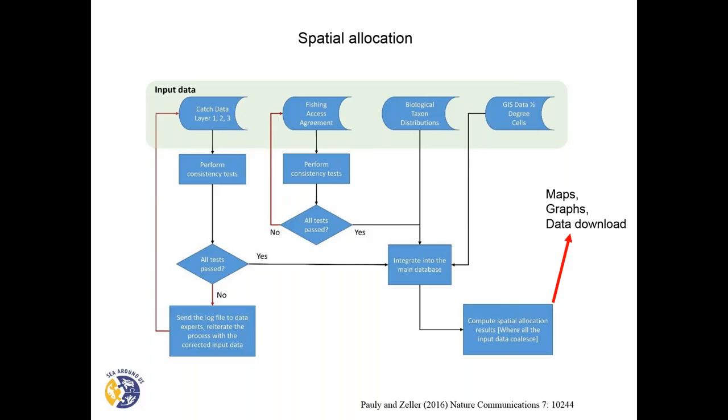You then combine these three data sets as layers overlaid, and you derive the intersection in GIS world, and you come up with the assigned catch to each of the 180,000 cells for each year, for each taxon, for each fishing country, etc. And that is basically the core data set, our cell data layer, from which we can then derive maps of catches, graphs, and also make data downloads available.